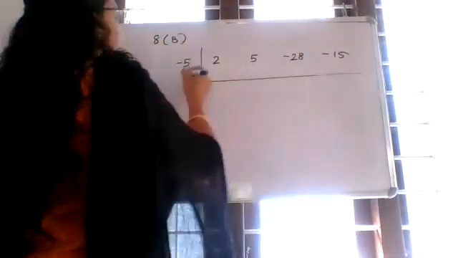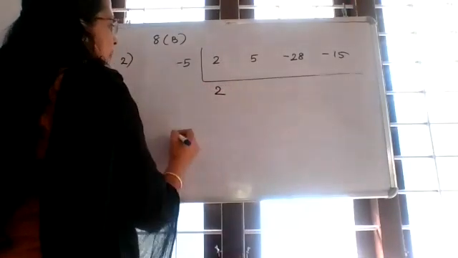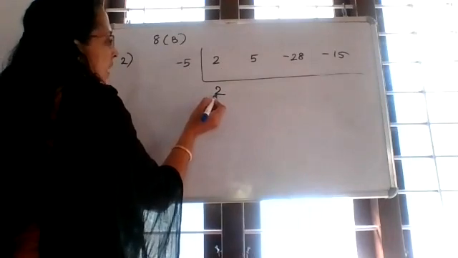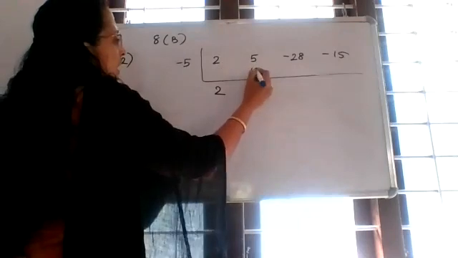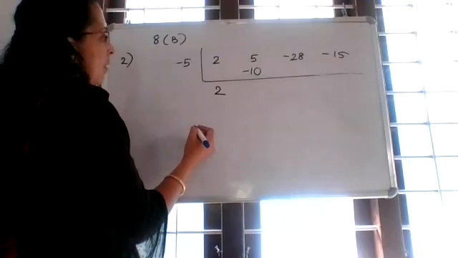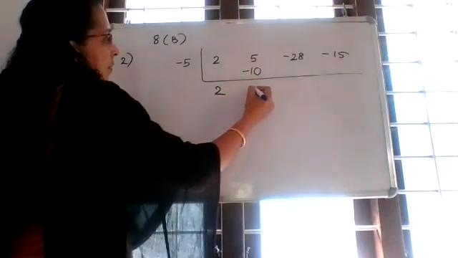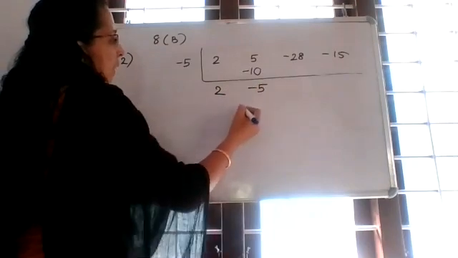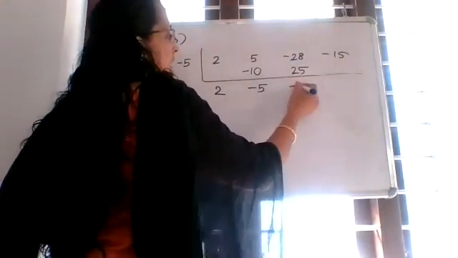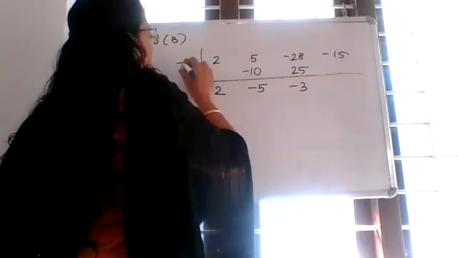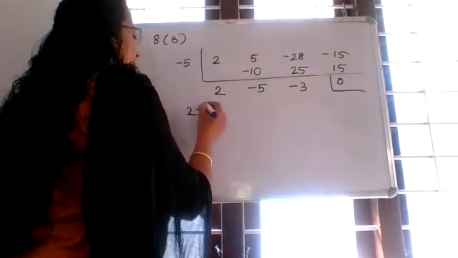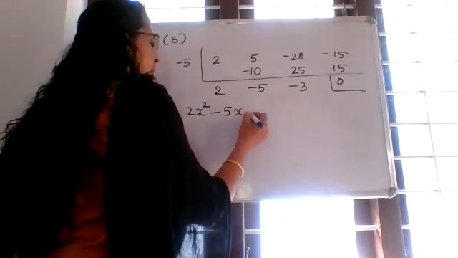This is our question. x plus 5 is a factor. So 2 down. Then negative 5 into 2 is what? Negative into positive is negative. So 5 into 2 is 10, negative 10. Then adding, negative 5. Then negative 5 into negative 5 is positive 25. Again adding, it will be negative 3. Negative into negative is positive, it is positive 15. So write the polynomial 2x square minus 5x minus 3.